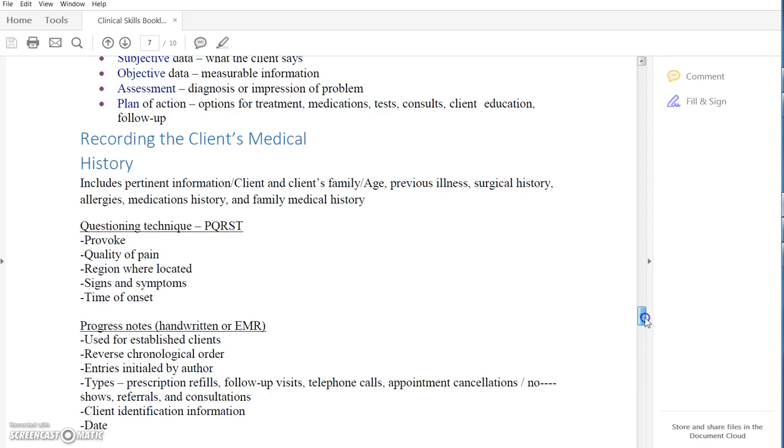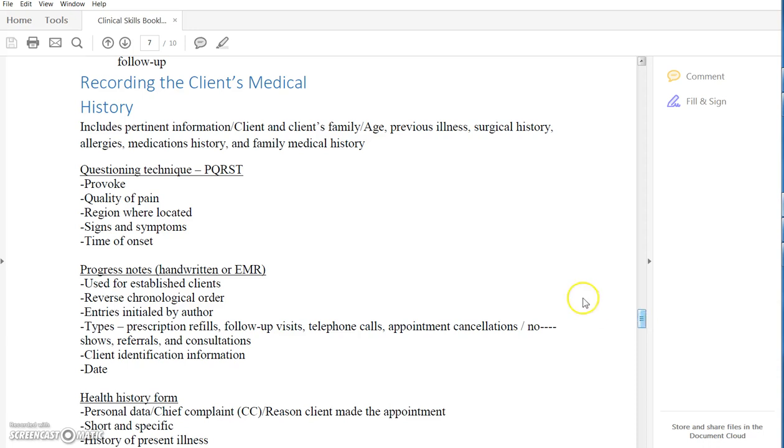Recording the client's medical history is often using a questioning technique. We call it PQRST: provoke, quality, region, signs and symptoms, and time of onset. These are all great guidelines to follow when we're trying to record the history, but also even ask the questions.